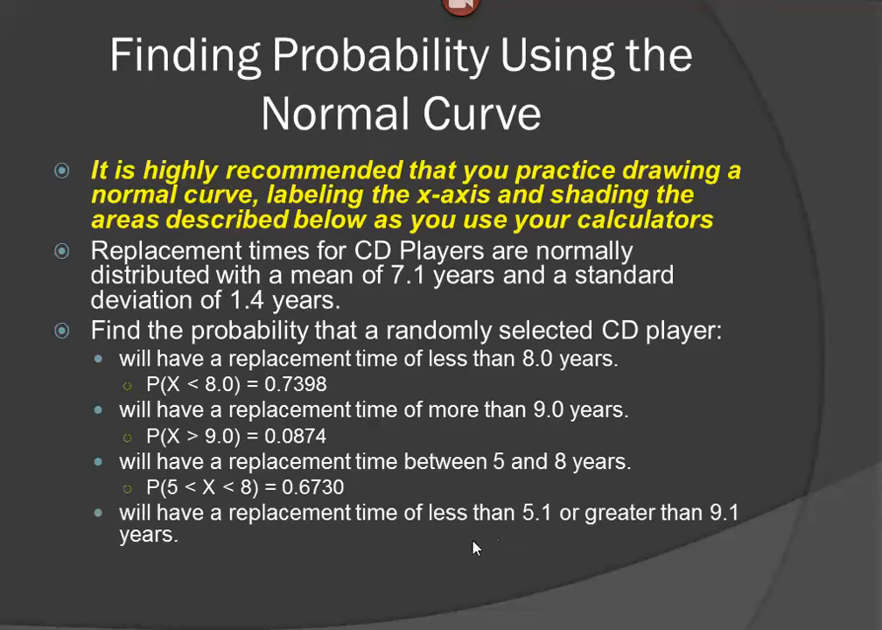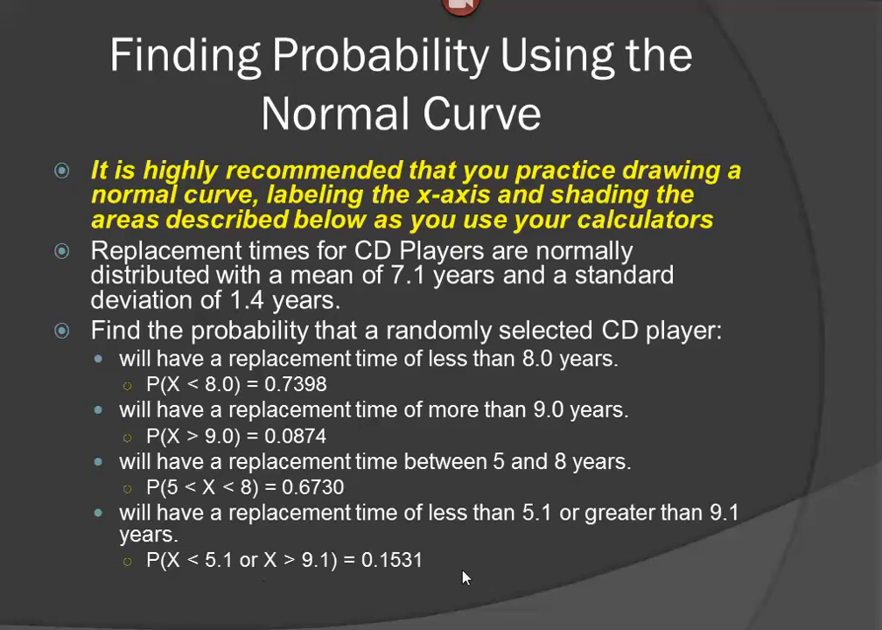And here's an interesting one. This is different. We'll have a replacement time that's less than 5.1, or, remember, or signals addition, greater than 9.1. All right, in this one, we actually have to put the word or in between them, as two separate things, because it's either less than this or greater than that. So basically, we're looking for two tail regions.